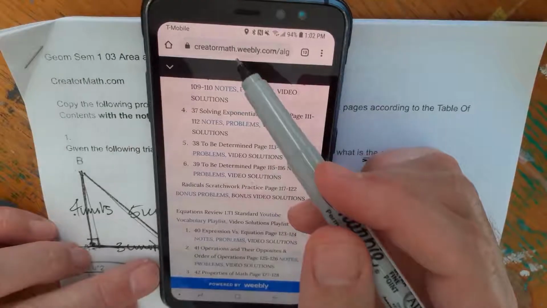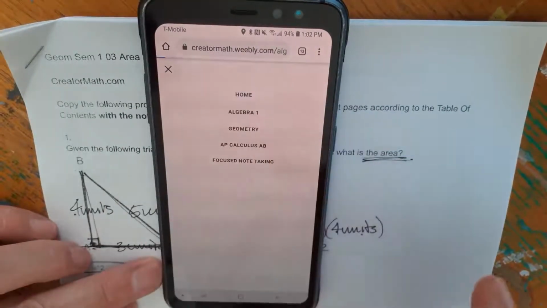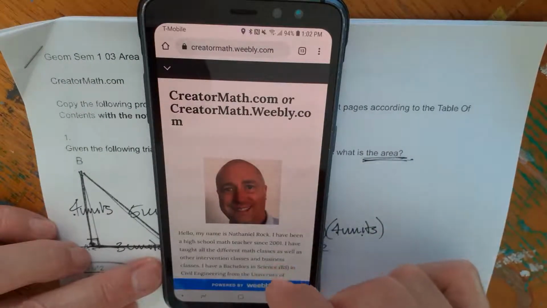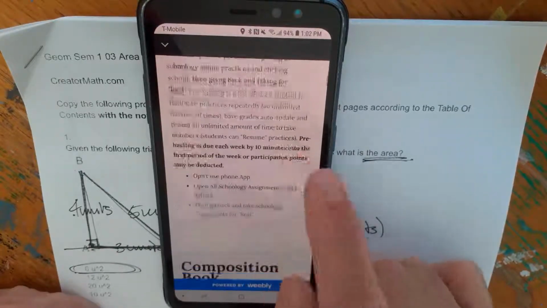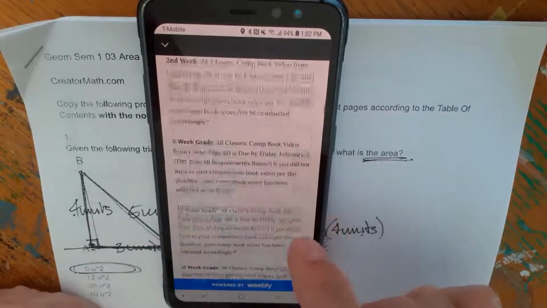So here's the site, CreatorMath.weebly.com. Let's see, here's the home page. This is what it should look like when you get there. If it does, all of the composition book information, students, is on this home page. Just scroll down until you see the picture of the composition book, watch all the videos, follow all the instructions, you'll be good.